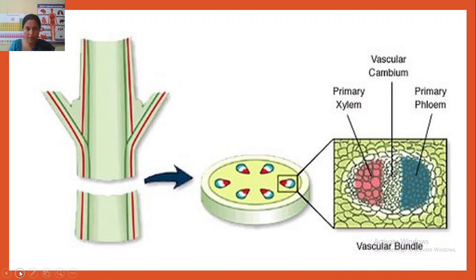In this section of a plant stem, we can see how the xylem tissue and the phloem tissue are going to look like. You can see that the xylem tissue is going to be inner, right? It's going to be near to the pith, right? And the phloem is going to be outer. In between the xylem and phloem, the cambium is going to be present.